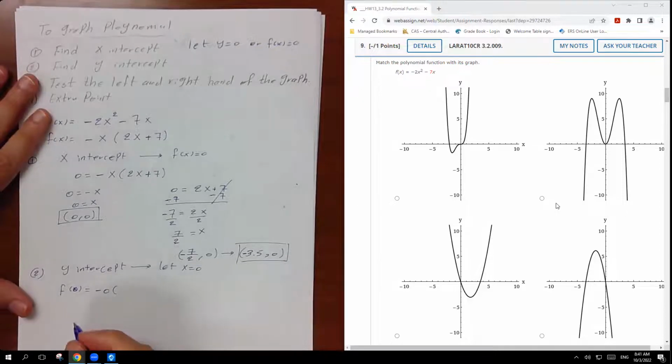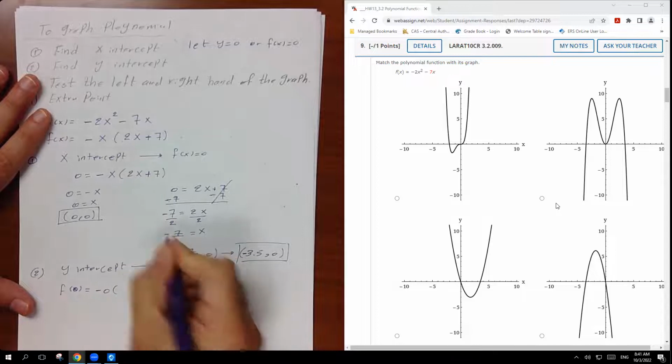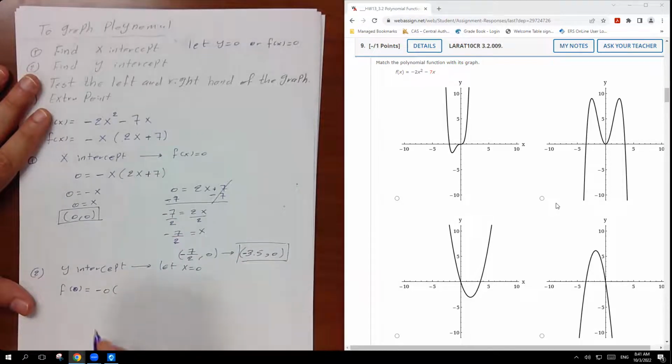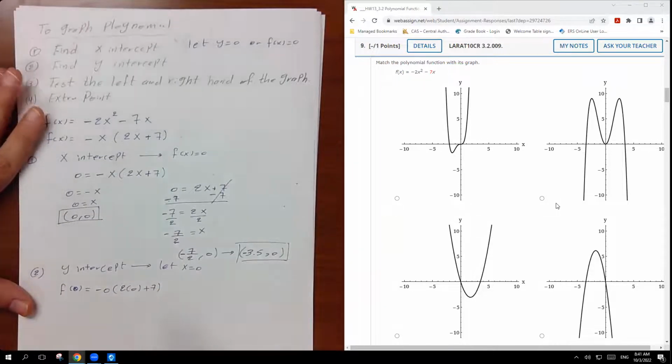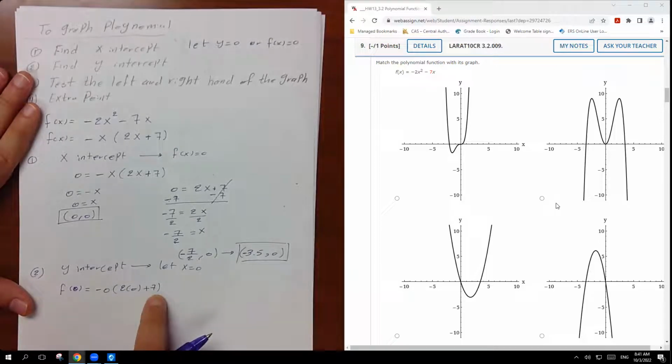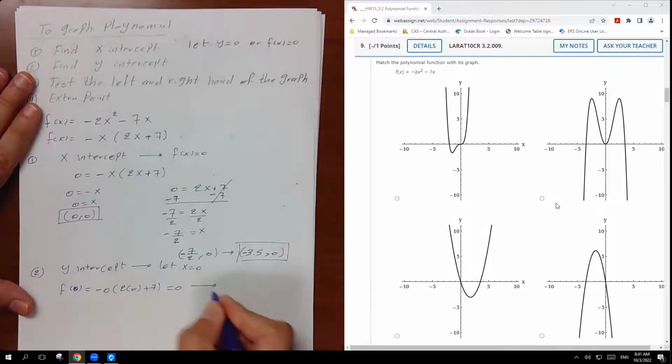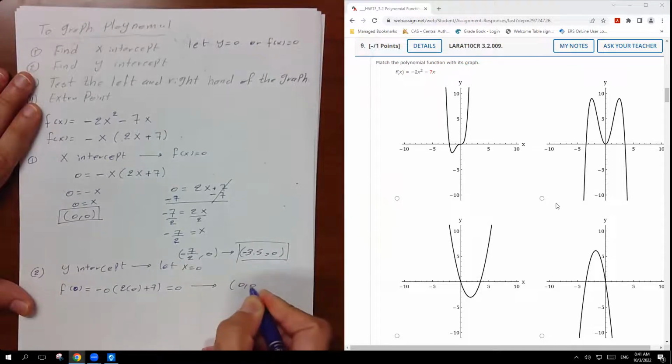So now for this one, we're going to plug in the 0 here. This is negative, which means it's going to be negative 2 times 0 plus 7. And then it's 0 times anything here. The result is going to be, because 0 plus 7 is 7, 7 times 0 is going to be 0. That means the y-intercept is the point 0, 0.